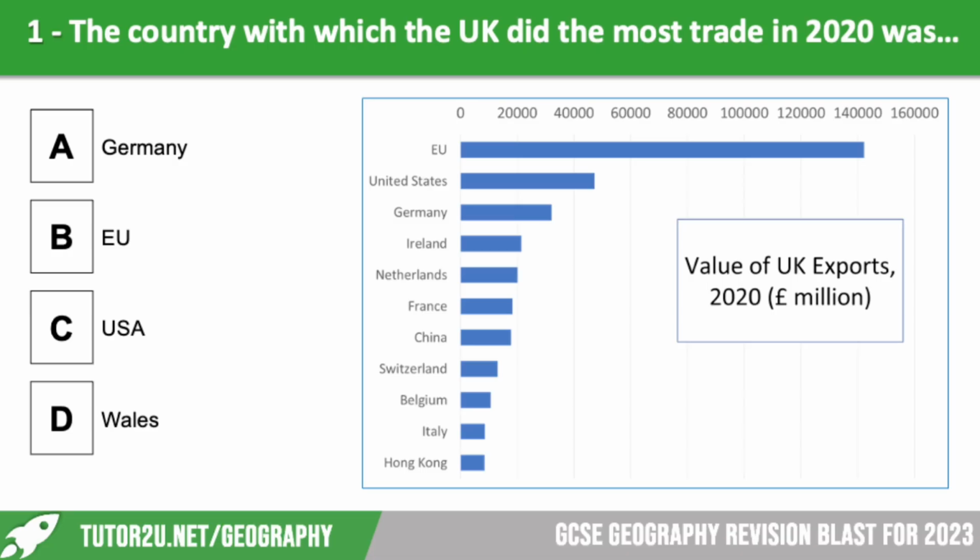Right, let's move on to our final activity, which is some multiple choice questions. Number 1, the country with which the UK did the most trade in 2020 was it A, Germany, B, the EU, C, the USA, D, Wales? Let's have a look. It is actually the USA. So the reason it's the USA, even though the graph shows the EU as having the highest number of exports, is because the question said the country. So obviously the USA is our answer here.